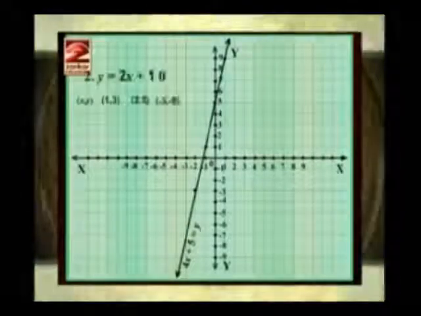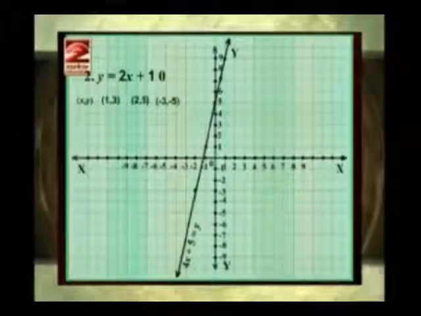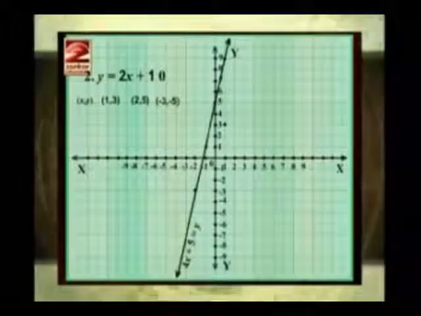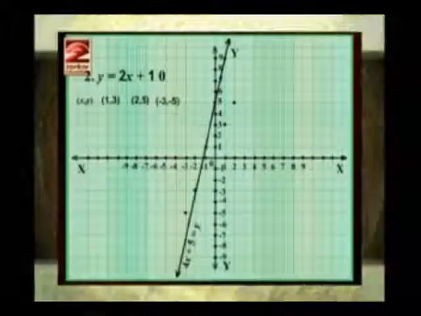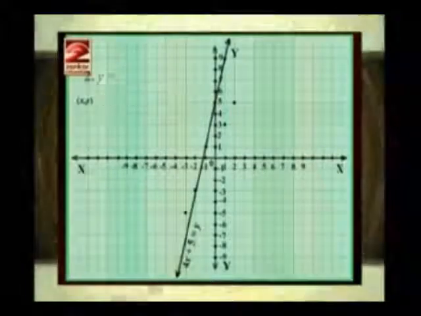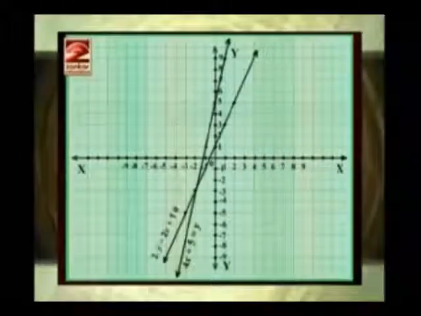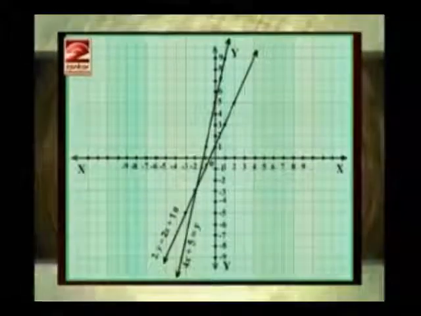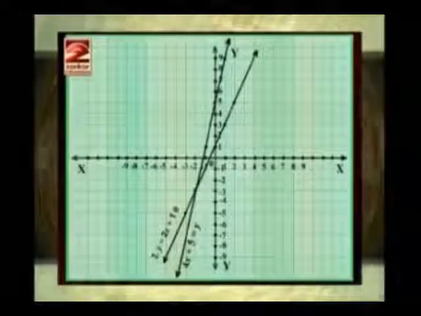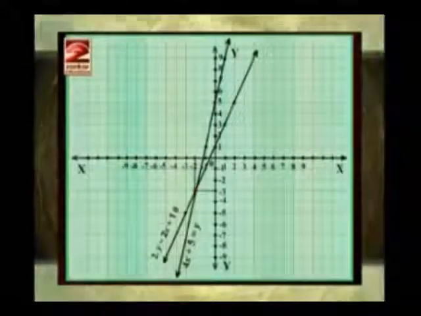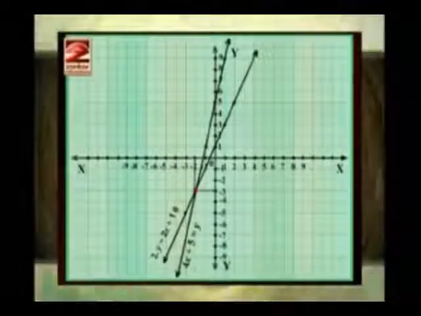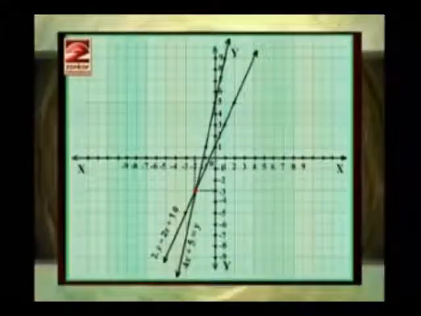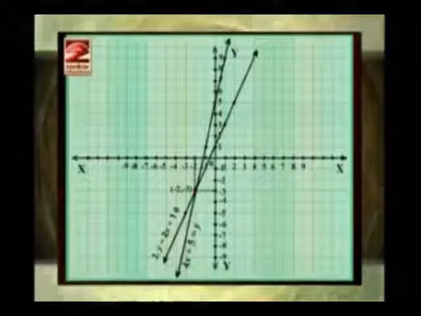Now we'll plot the points of the second equation: (1, 3), (2, 5), (minus 3, minus 5). Now this is the line passing through them. And the point of intersection is the solution of the given simultaneous equations. They are minus 2, minus 3.